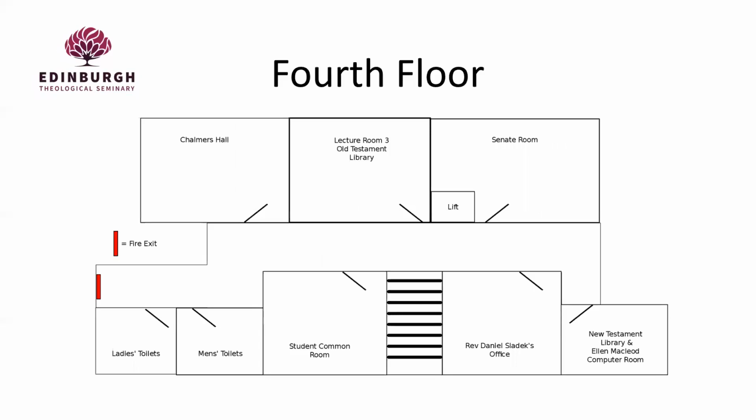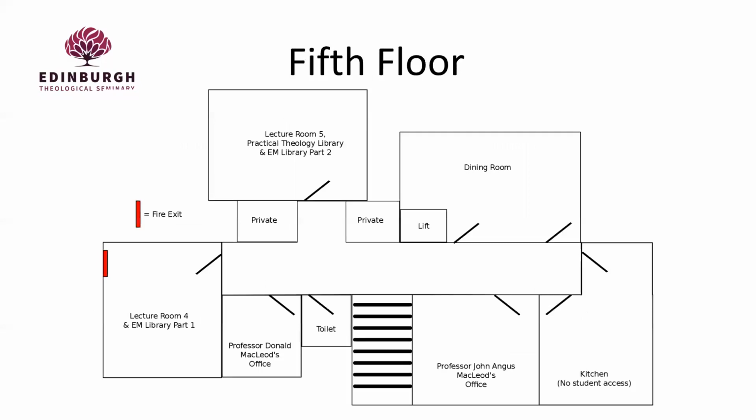On the 4th floor, you can find the Old Testament and New Testament libraries, the Senate Room collection and the Free Church Heritage collection, which can be found in Chalmers Hall. On the 5th floor, you'll find parts 1 and 2 of the EM library and the library for Practical Theology.